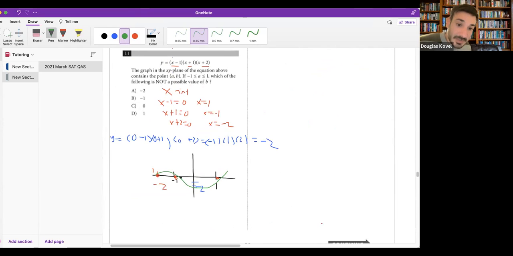So I see that in my range between negative 1 and 1, the highest I could be is 0 when I'm at exactly negative 1 and 1. And then I know that my other points in between are going to be negative, which means that D, positive 1, is not a possible value.